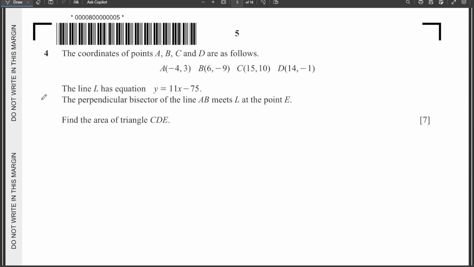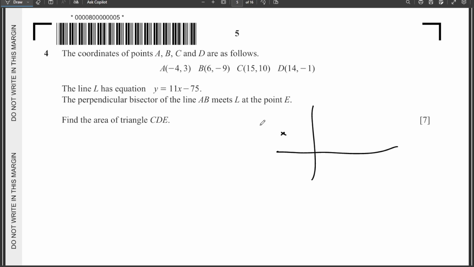Coordinate geometry question. They are giving you 3 or 4 points on a Cartesian plane and 1 line equation, and told that the perpendicular bisector of line AB meets L at point E. For all types of coordinate geometry or vector questions, it'll be a great help to just sketch the problem first. So I'll sketch a Cartesian plane. Then we have 4 coordinates to plot.